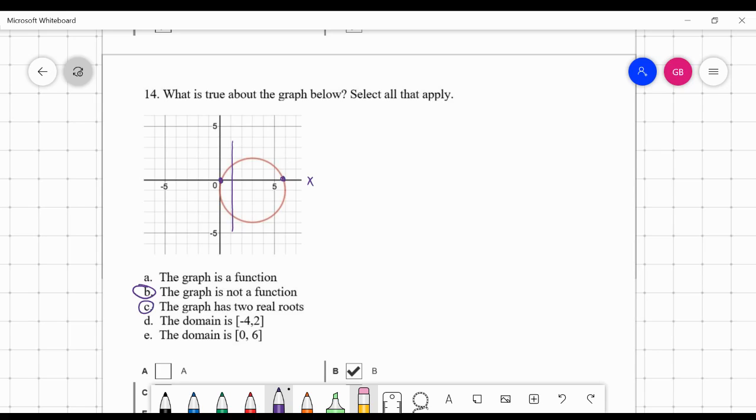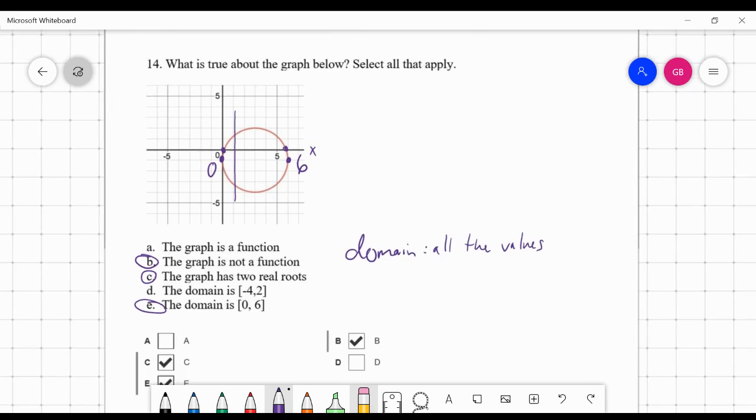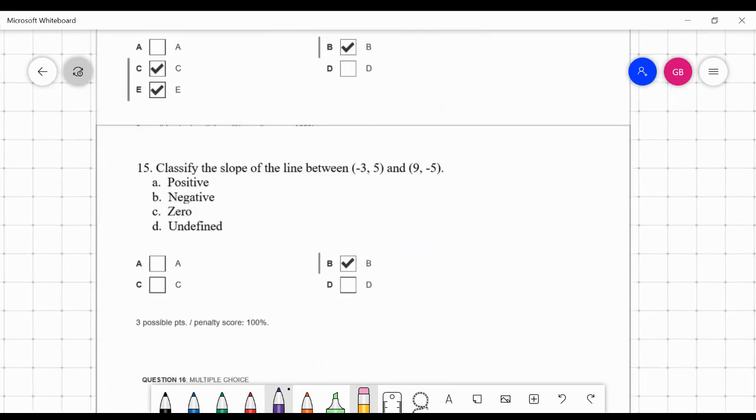The domain is -4 to 2. So domain, remember, domain is all the x values. Okay. The smallest x value you could see here is 0. And then the biggest x value you see here is 6. So everything from 0 to 6. So actually the domain is not -4 to 2, it's 0 to 6. Okay, so this one has 3 answers as well.